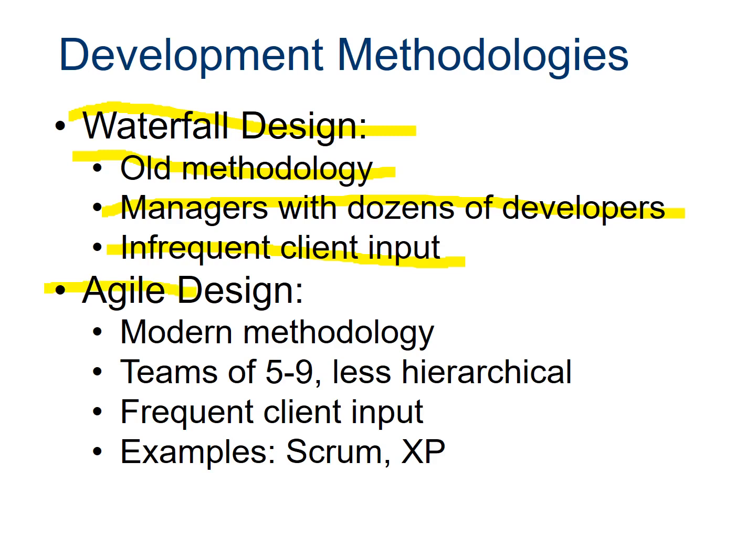Today, what we use is what's called agile design. It's agile, meaning it's much more flexible. Okay, it's much more modern. It uses small teams, much less hierarchy, so people are kind of working on their own. And you have very frequent client input. The client is involved all the time. Some examples include what's called Scrum or XP, which is extreme programming development.